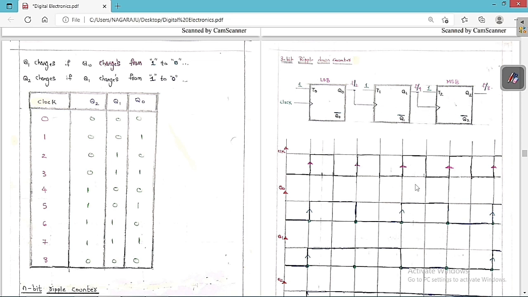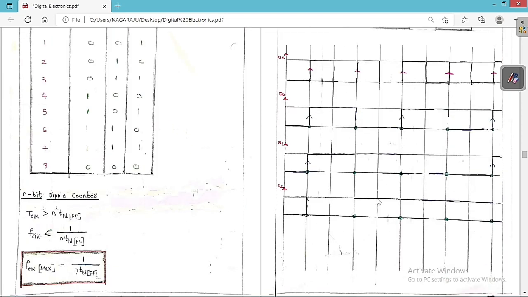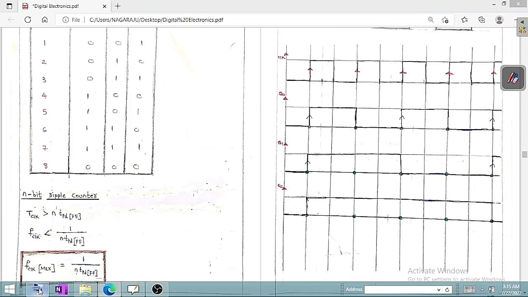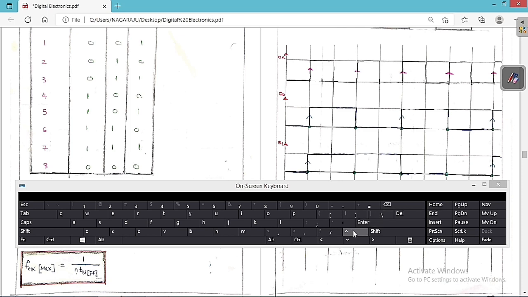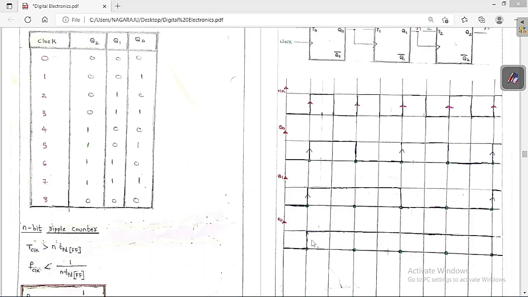So therefore you can see clearly, here Q1 changes from 0 to 1, and here also it is going to change from 0 to 1. So at these two instances only the output Q1 is going to change. It is changing from 0 to 1 here, again 1 to 0 here. So these are the graphs that we are going to get for Q0, Q1 and Q2.